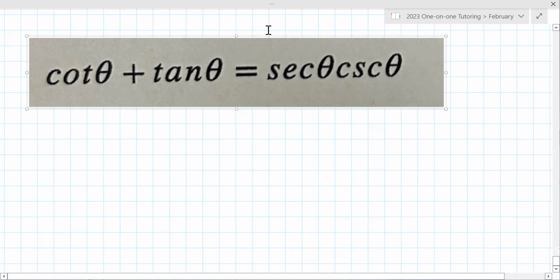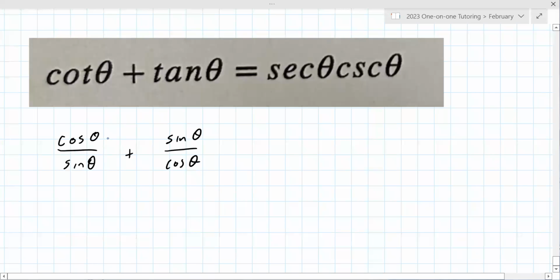All right, so this one here, I'm looking at the left side because it's a sum. Sum becomes a product much easier. Cotangent is cosine theta over sine theta. Tangent is sine theta over cosine theta. And so what I'm immediately drawn to is getting a common denominator between them.